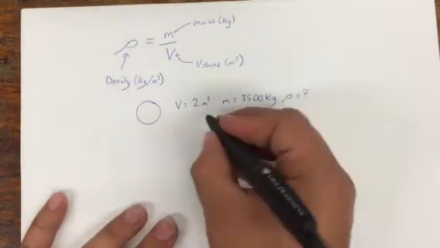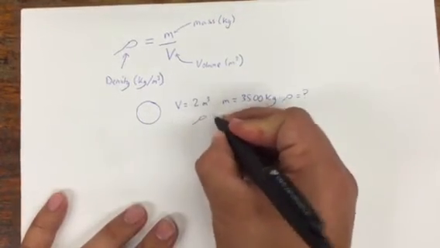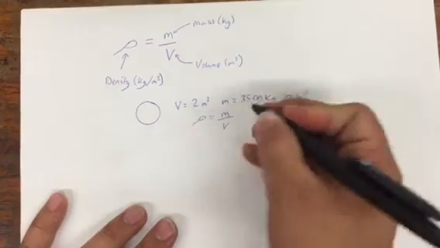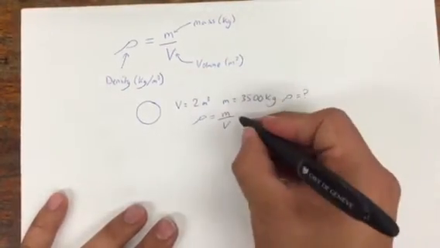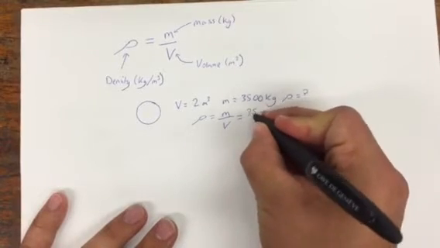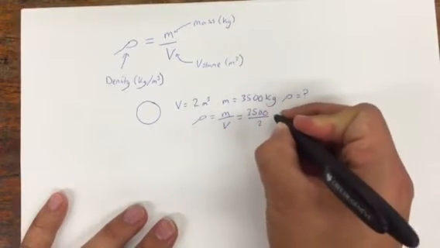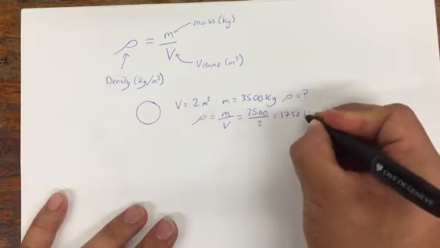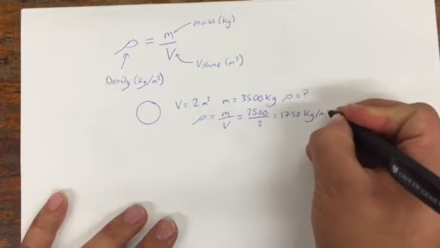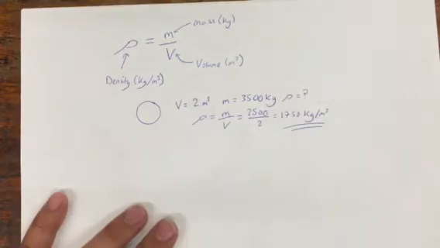So I would then write the density equation. Density is mass divided by volume, and I can just put the numbers straight into this because the units are in kilograms and meters. So 3,500 divided by 2 will give me a density of 1,750 kilograms per meter cubed.